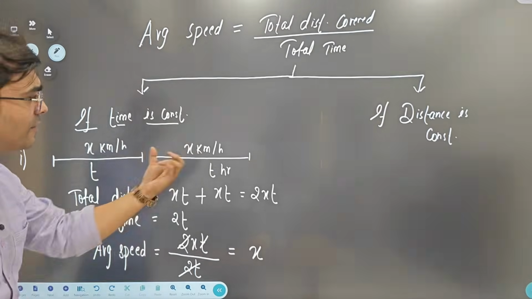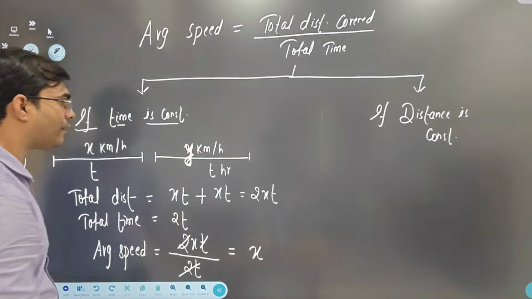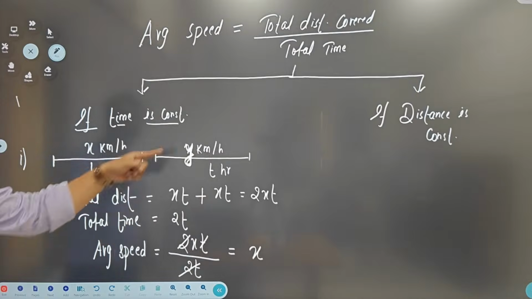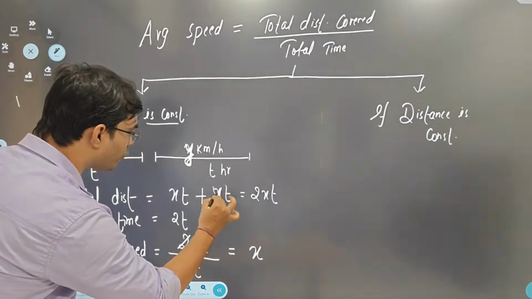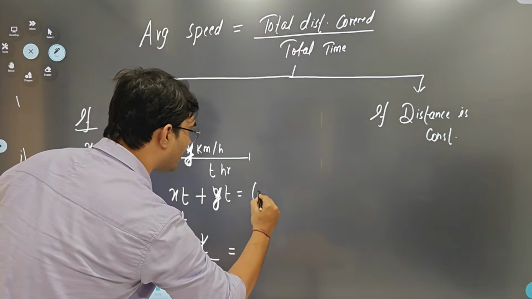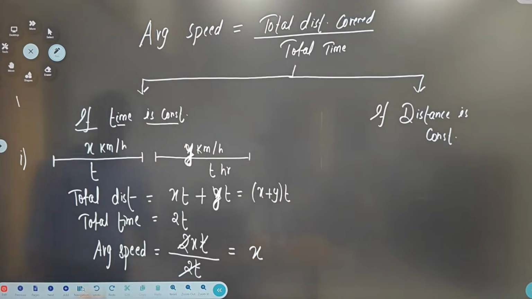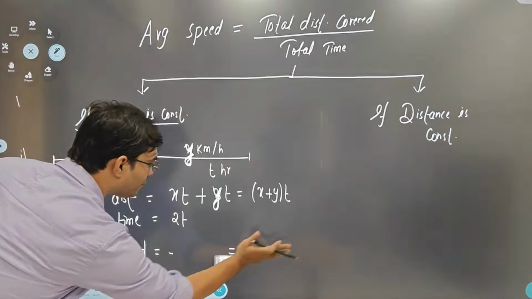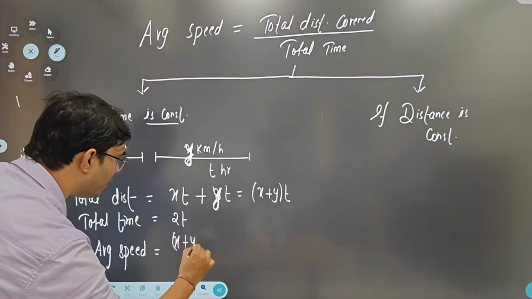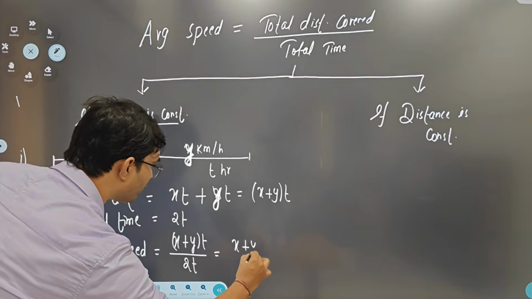One more thing. What I did here, I took in the first case, speed was X kilometer per hour. In the second case, if there is a variation of the speed, let me call the speed Y kilometer per hour. Then in the first case, what is the distance covered? Xt. In the second case, distance covered will be Yt. Clear? Or I can say the total distance will be equal to X plus Y into T. Now, total time is T plus T, 2t. So what is the average speed now? Total distance covered, which is X plus Y into T, divided by 2t, which is X plus Y by 2.